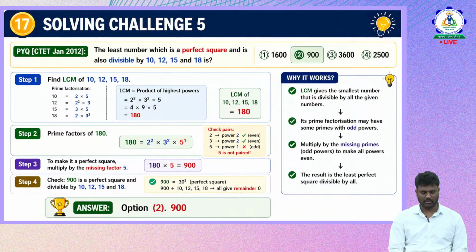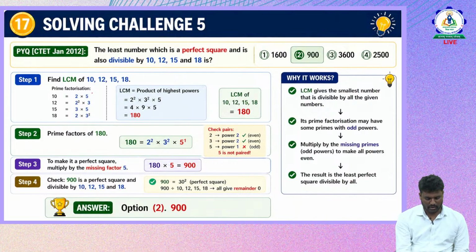Now let us apply this concept. The least number which is a perfect square and is also divisible by 10, 12, 15, 18 is? Now find the LCM of 10, 12, 15, 18. Through prime factorization, 10 can be written as 2 into 5, 12 can be written as 2 to the power of 2 into 3, 15 can be written as 3 into 5, and 18 can be written as 2 into 3 to the power of 2.